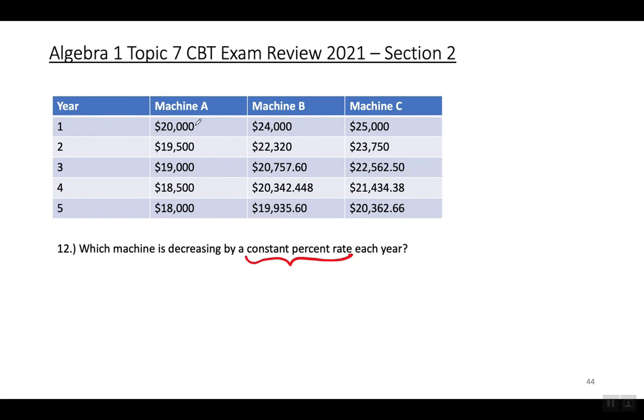All right, now, first of all, let's get this one out of the way. If you look at this one, you're just subtracting 500 each time. So this is a linear function, and that's not what they're looking for here. When it says a percent rate, that means multiplying or dividing. So this one is linear, so this is not the correct answer.